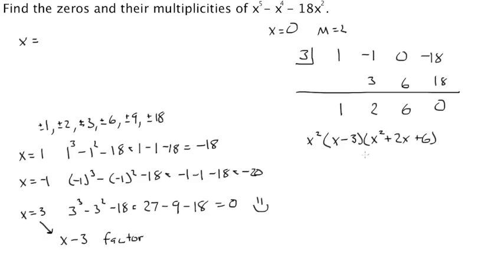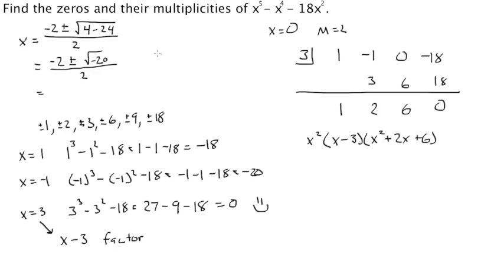So this is going to be 0 when x equals, so a is 1, b is 2, c is 6. So x equals negative b plus or minus the square root of b squared, so that will be 4, minus 4ac, so 4 times 1 times 6, so minus 24, all over 2a, so that will be 2. So this is negative 2 plus or minus the square root of negative 20, all over 2.